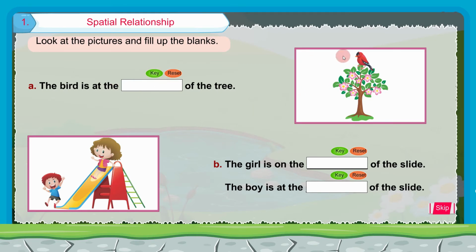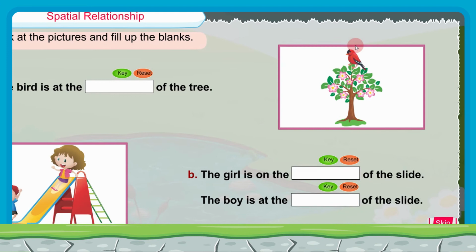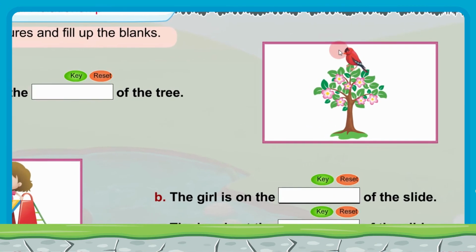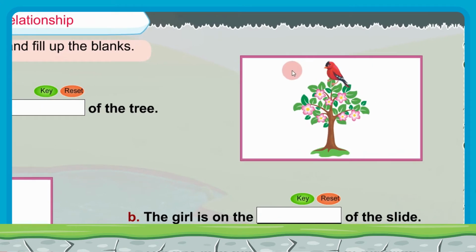Now if you see the first picture here, you can see a tree, flowers and a bird. So where is the bird here? The bird is at the top of this tree. Yes, this is the top of the tree and this is the bottom part of the tree, and you can see a bird on the top part of the tree. So we will fill up this blank.